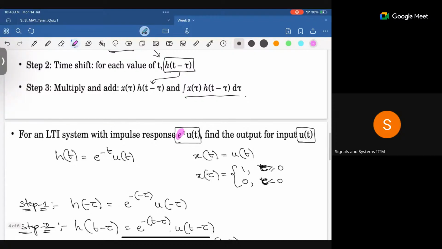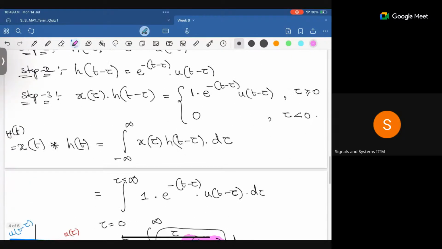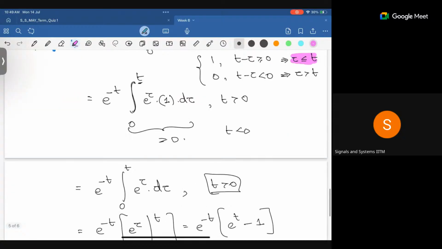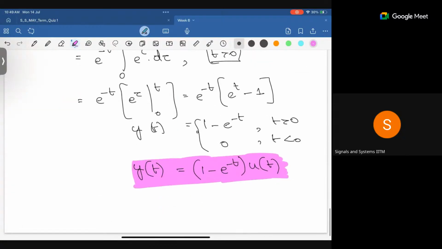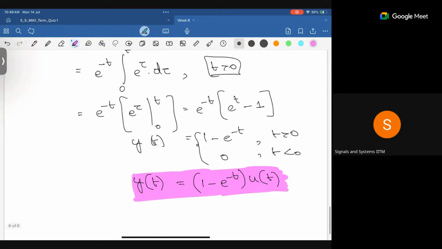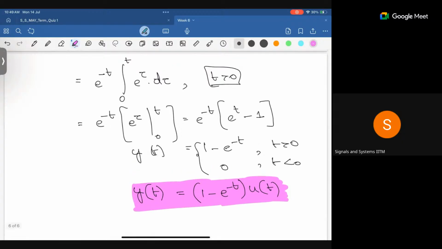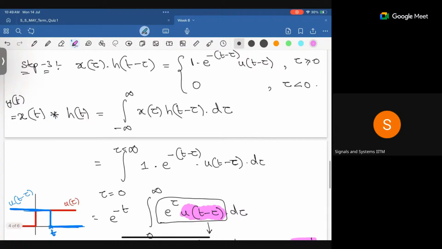Okay, so this is the impulse response for the LTI system. Given that the impulse response is this, now we found the output for the input u of t. And this is called the step response. When I give the step function, which is u of t, to the system, the output is called the step response. This also you'll see in the later lectures. But for any x of t, we can find y of t by using this convolution integral.